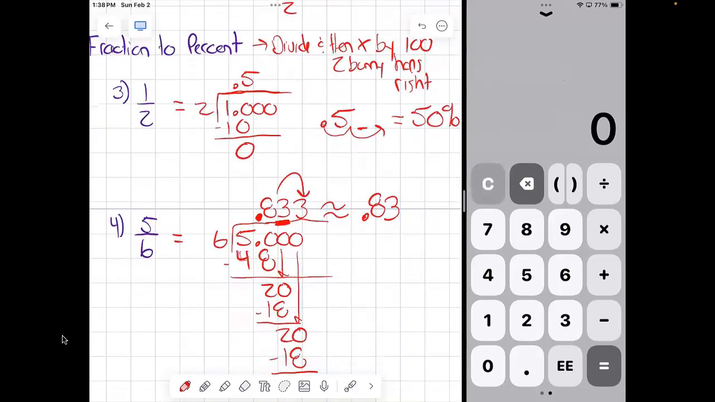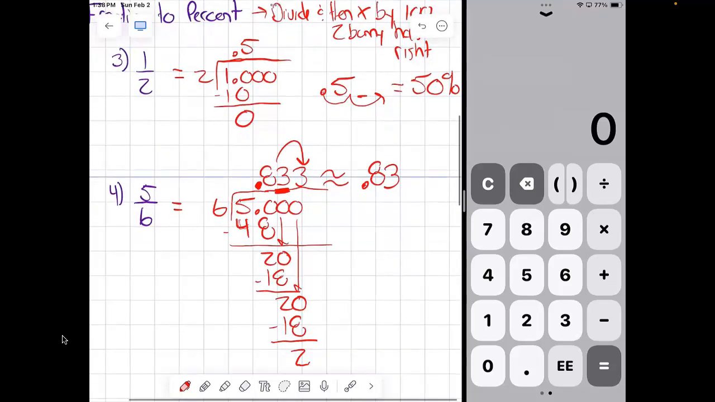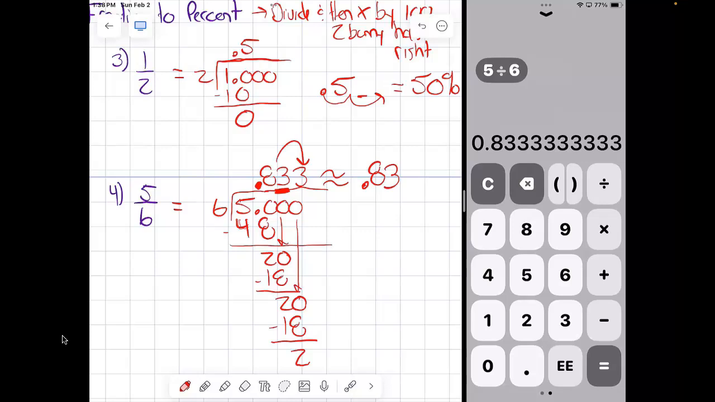5/6, same idea. I divided 5 divided by 6, and you're going to get this really, really long decimal that never ends. As you can see right here, I've rounded it already to 83 hundredths. If you multiply by 100, you're going to get 83.33333% and so on percent.